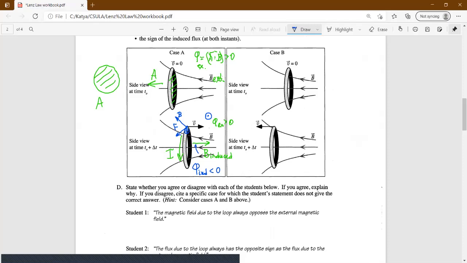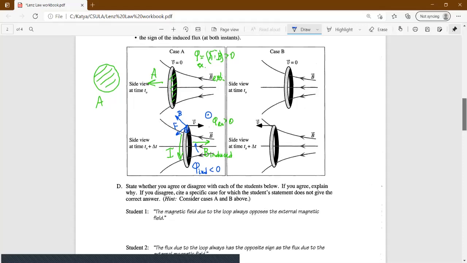The magnetic field due to the loop always opposes the external magnetic field. Well, we did not do the second case, but so far we see yes, the field due to the loop opposes. But actually in the second case you will find out that it's going to be in the same direction. So the first student is going to be wrong, but to show that he is wrong, you have to do case B. So far, case A is supporting the first student, but again, I'm telling you that he is wrong. You do case B and you see that he's wrong, okay?